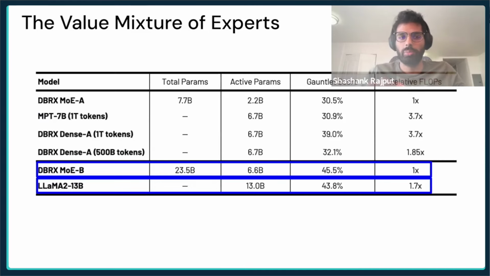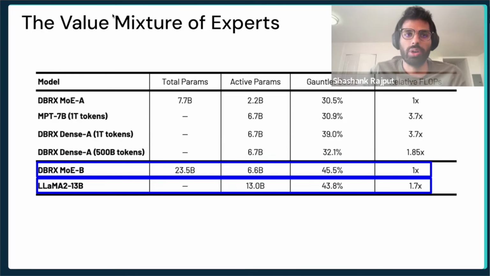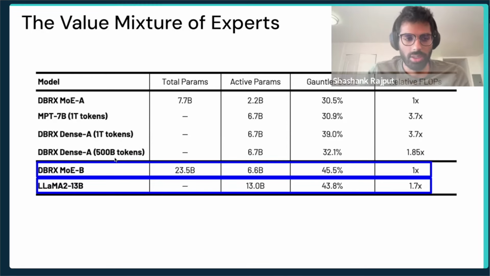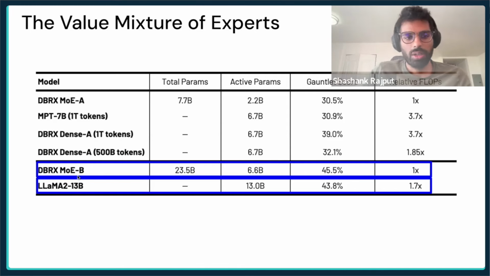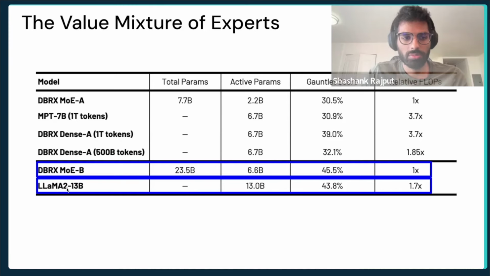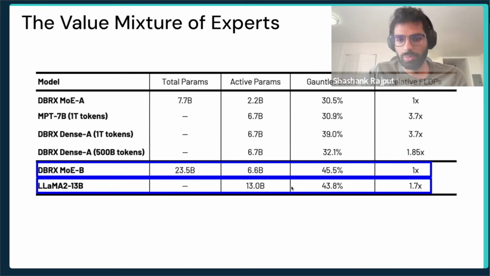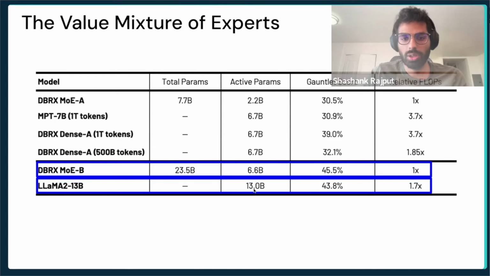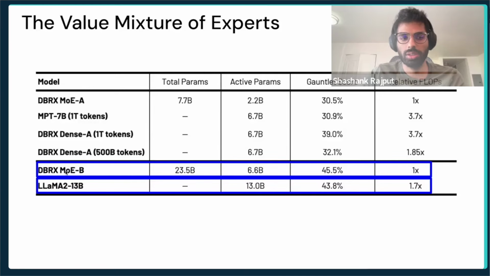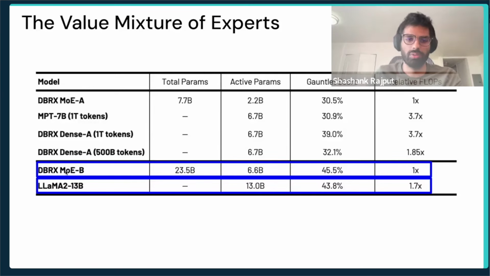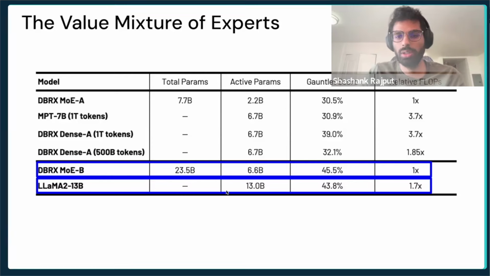So now let's see the impact of each of these components. First, let's see the value added by mixture of experts, right? This is again the same table as before. Now let's compare these two models on the bottom. The one at the very end is a dense model, which has 13 billion active parameters, and the one just above it is a DBRX, still a smaller version of DBRX, but an MOE model.